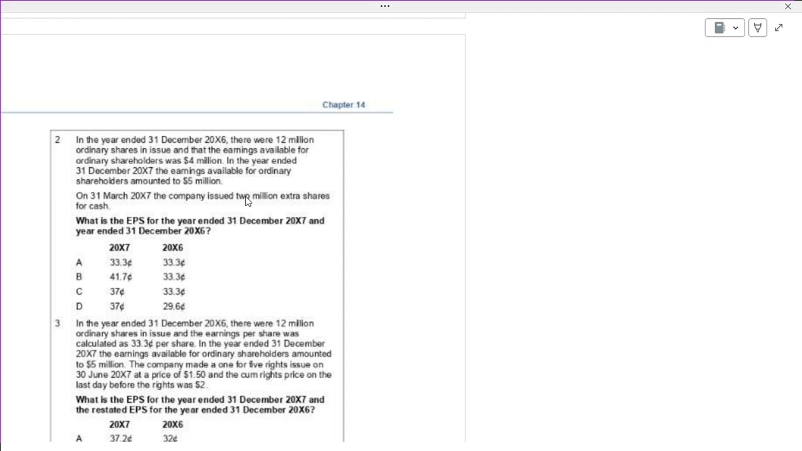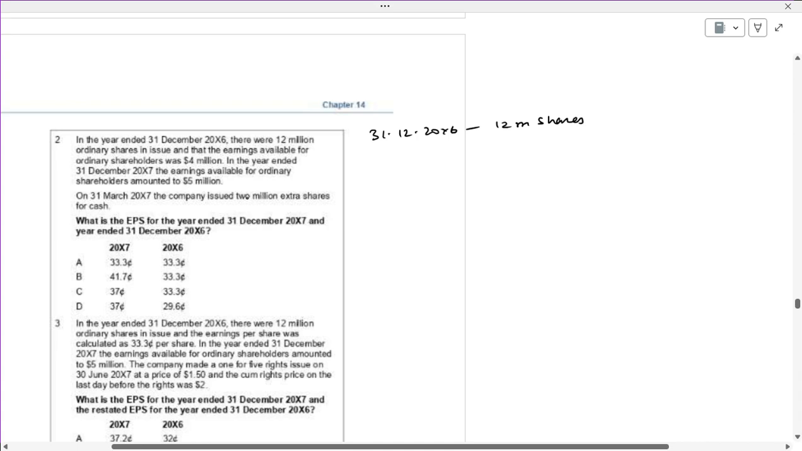Same thing. In the year ended 31st December 2006, how many shares are there? 12 million shares. Wherever it is shares, I will write shares; wherever it is profits, I will write dollar. The earnings available are 4 million. In the year ended 31st December 2007, earnings available are 5 million.